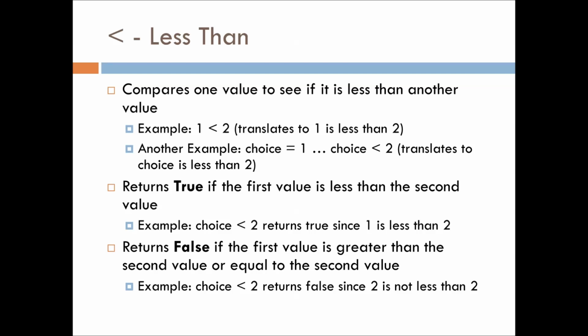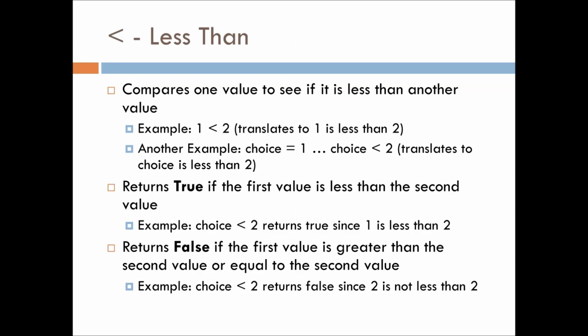So, similar principles here. It returns true if the first value is actually less than the second value. And then it returns false if the first value is greater than the second value, or if it's equal to the second value. So if we had choice equal to 2, let's say for a moment, choice less than 2 returns false, since 2 is not less than 2.